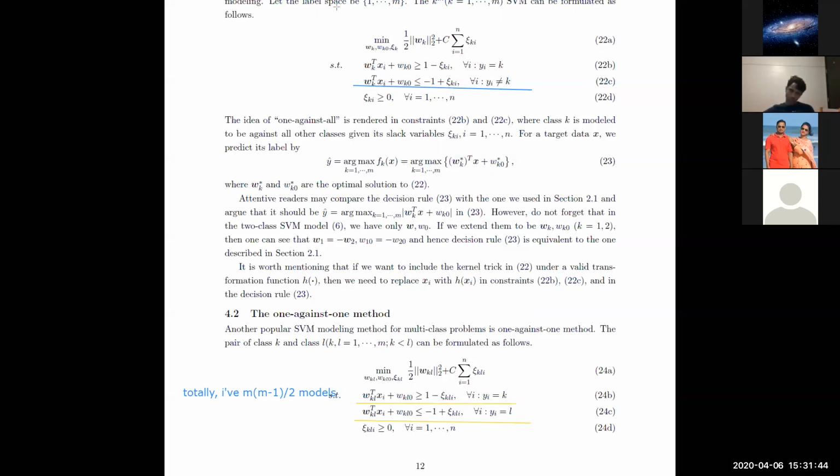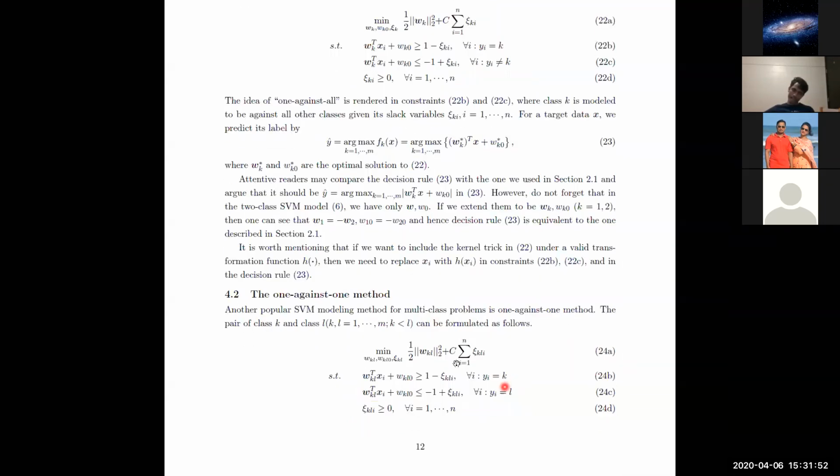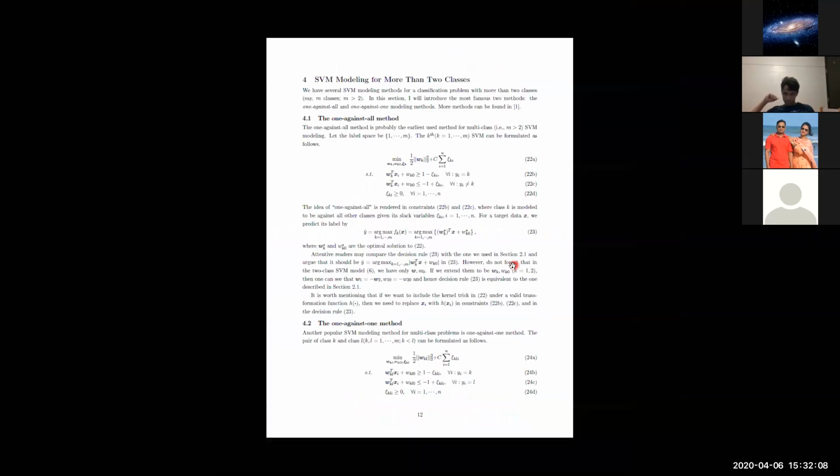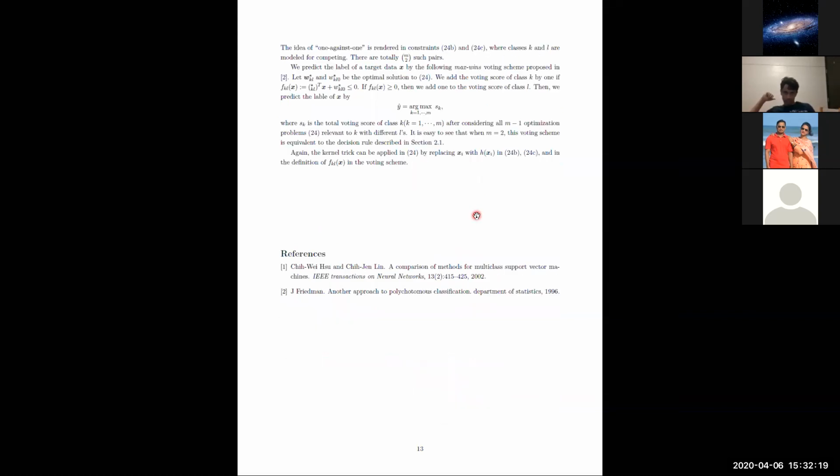Okay, let me go back here. Why is it called one versus one? Because you compare the pair of class K and class L, K versus L. You solve all these M choose 2 models. Suppose everything is solved. Then how can you predict the label for target x? Here we use a scheme called the maximum win system.